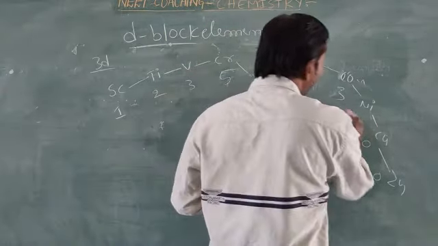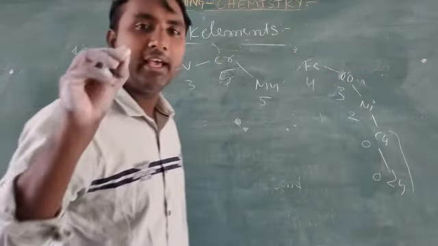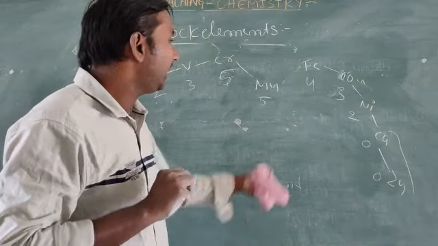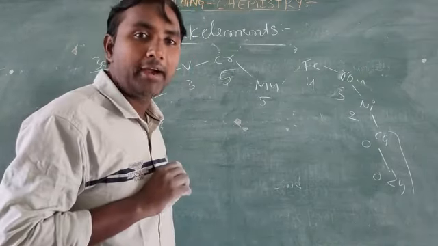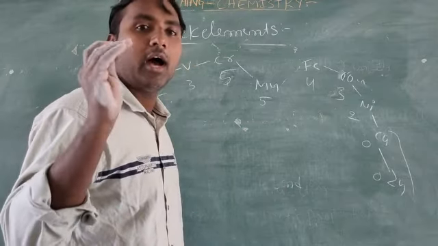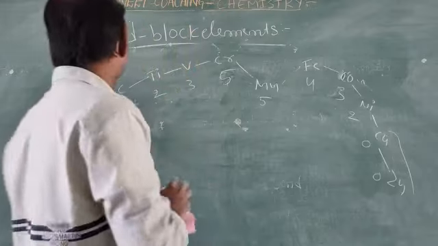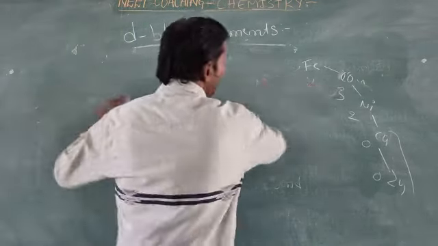Then from iron to nickel, the melting and boiling points gradually decrease. Copper and zinc have low melting and boiling points. What is the reason? Copper and zinc do not have unpaired electrons. So these are the melting and boiling points.